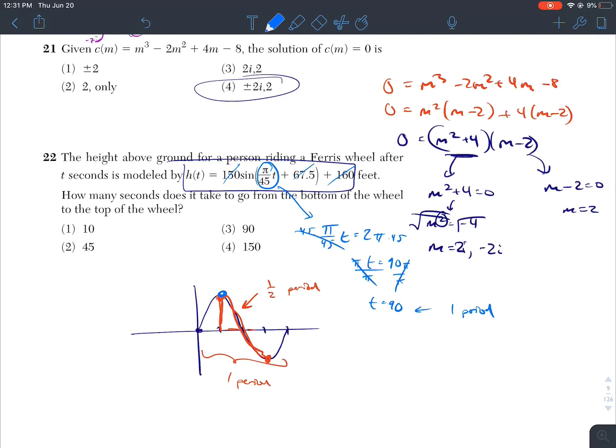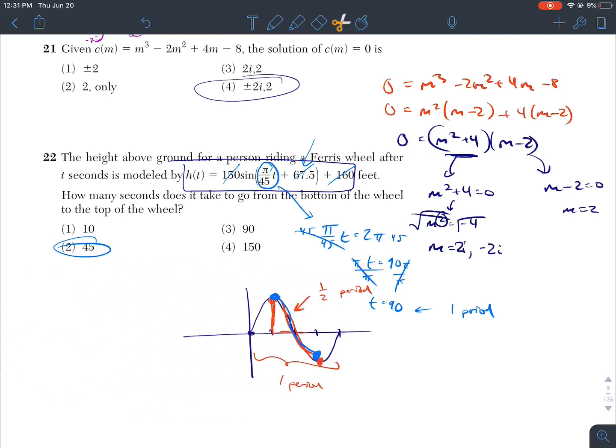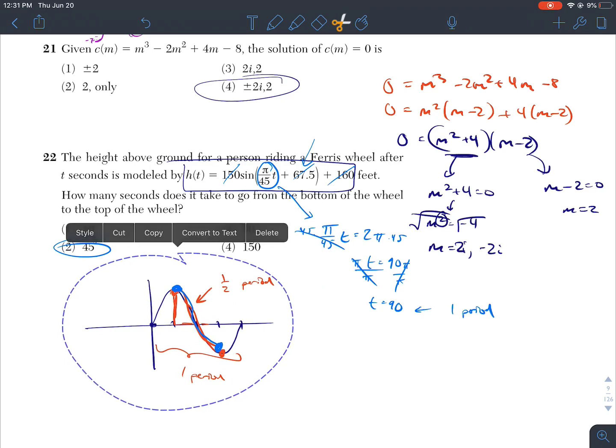But the part where it goes from max to min, that's not a whole period. That's only half of a period. So 45 is the right answer. Very sneaky. This inside transformation might have also thrown you off, but all that does is it shifts the graph right or left, so it moves it horizontally, but it doesn't change the length of a period.